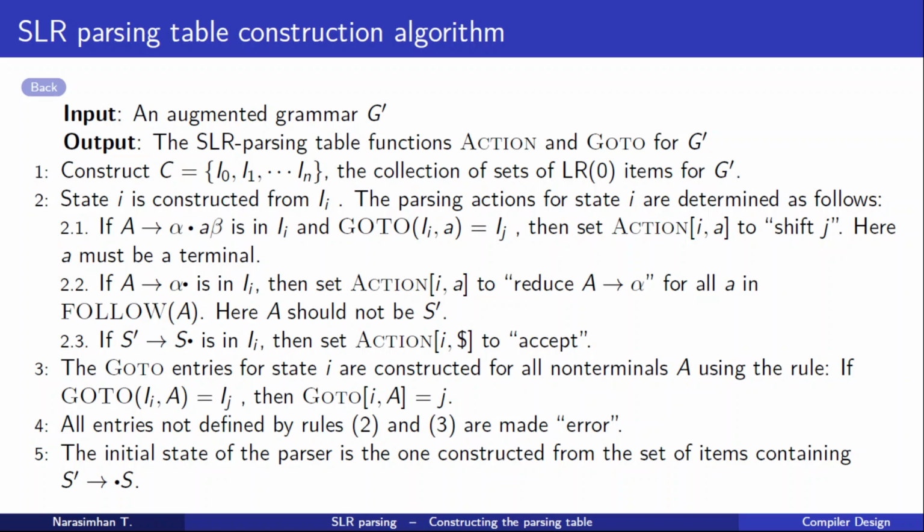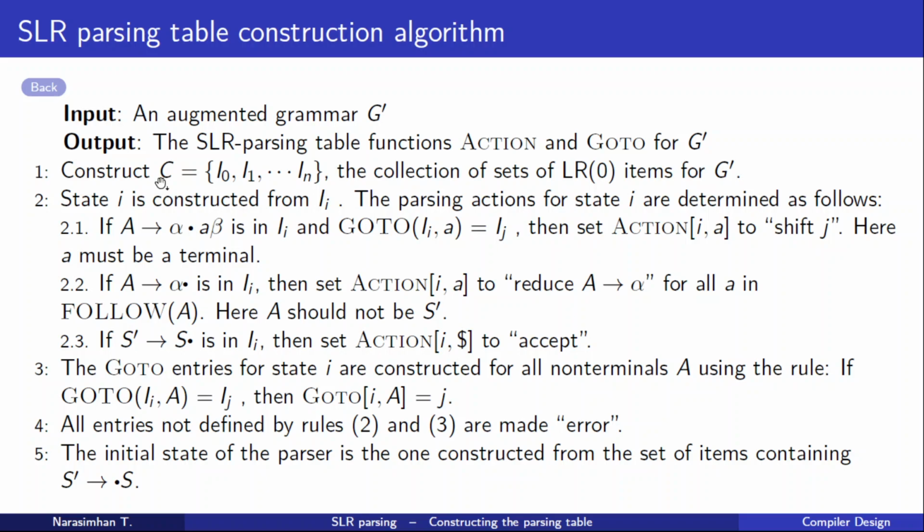Recall that the parsing table has got two parts. One action part consisting of columns for each terminal in G, and also one column for the dollar symbol. The second part, goTo, consists of columns for non-terminals in the grammar. Let us now go through the algorithm.